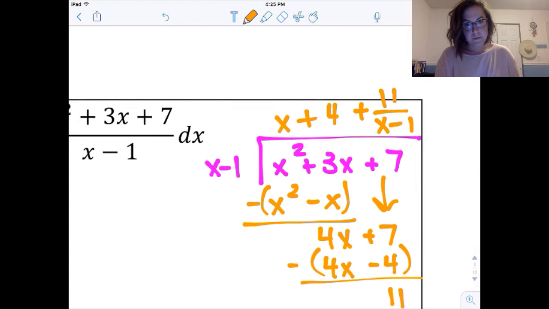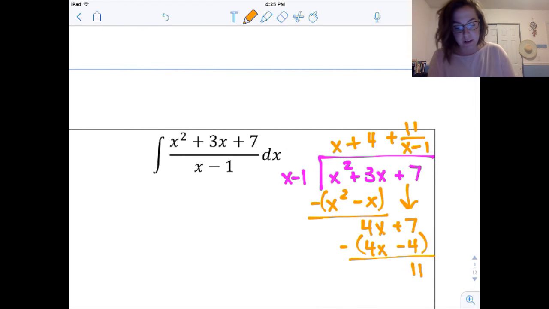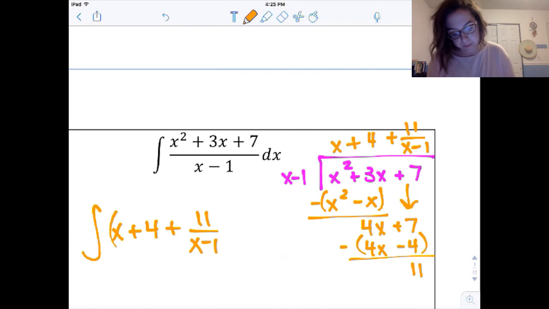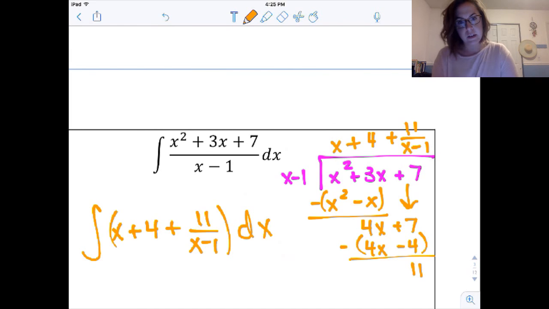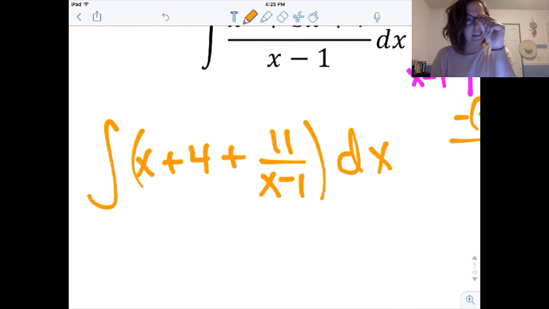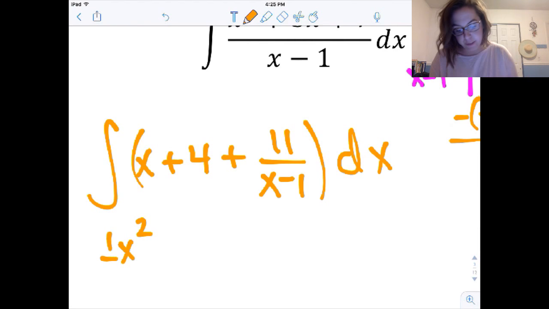And then that's what we're going to integrate. So we're going to integrate x plus 4 plus 11 over x minus 1 dx. And now all this is basic integration with a little teeny bit of u sub. So basic integration, integral of x is x squared over 2, right? Integral of 4 is 4x. Integral of this quantity right here, you can do a u sub here.